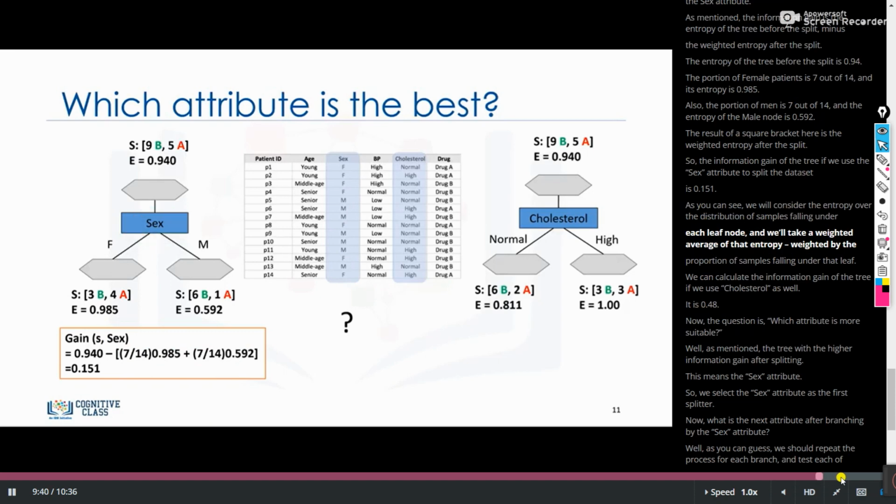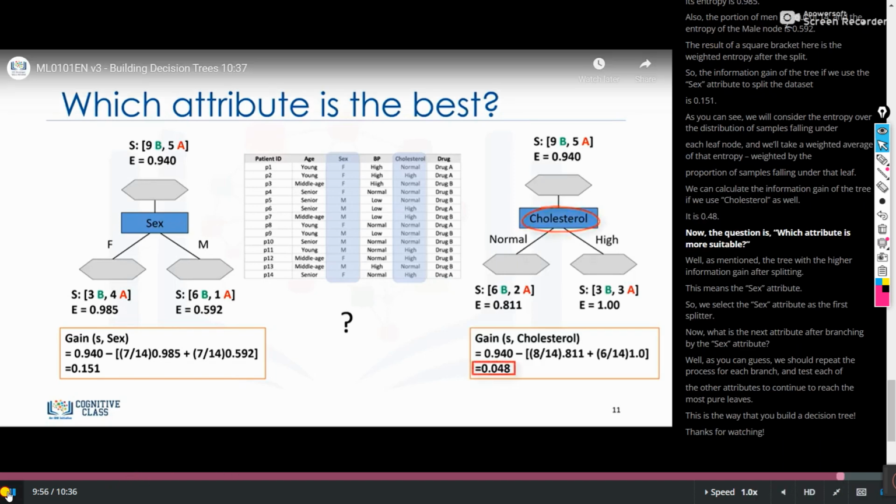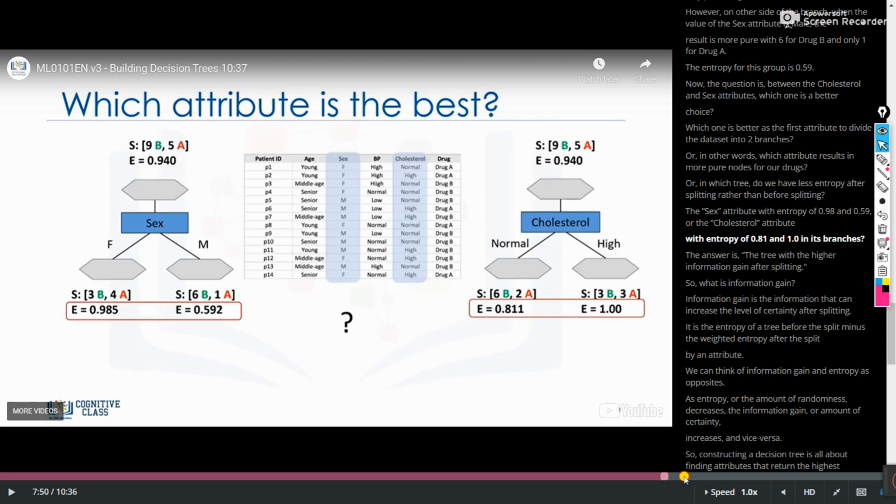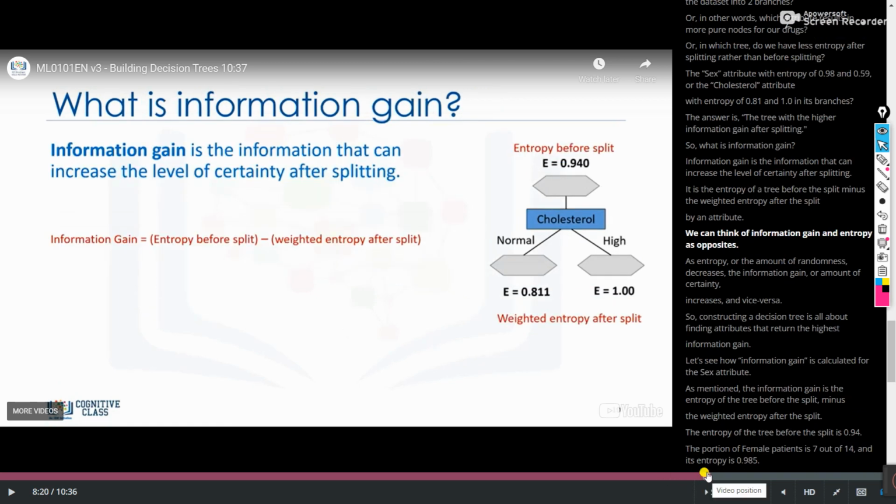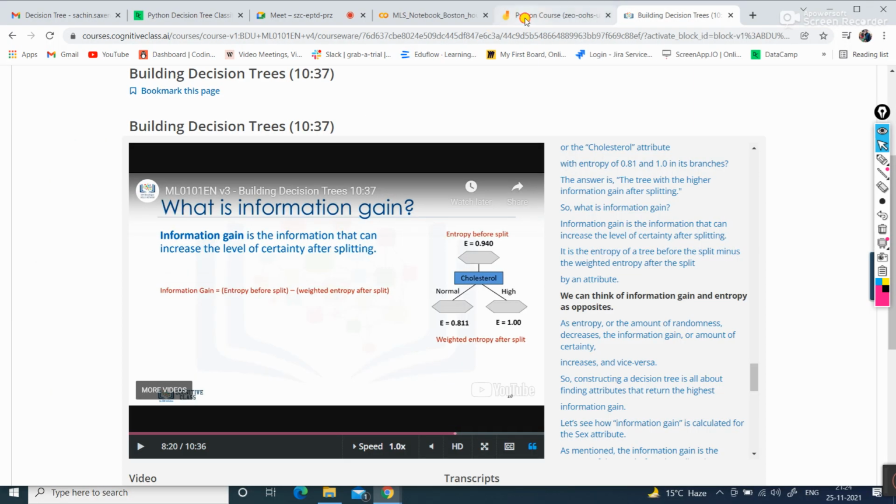Okay, so the information gain. Sorry, what does it mean by information gain? Information gain, I think it was in the definition that you sent out. Yes, information gain is the information that can increase the level of certainty after splitting. Got it. Okay, so we can understand it either way.